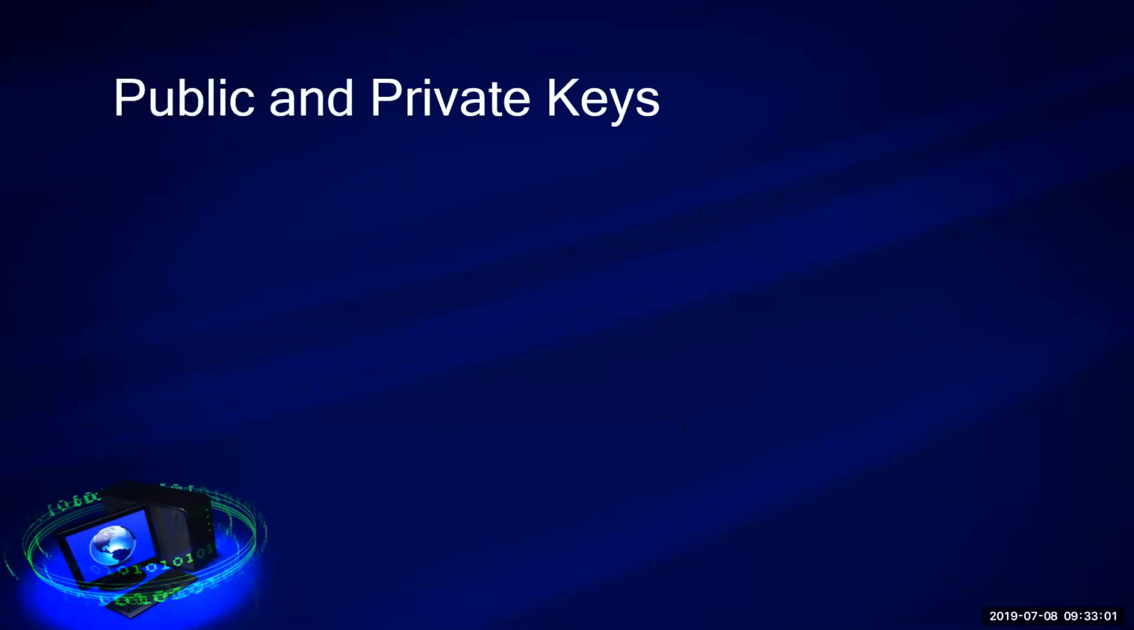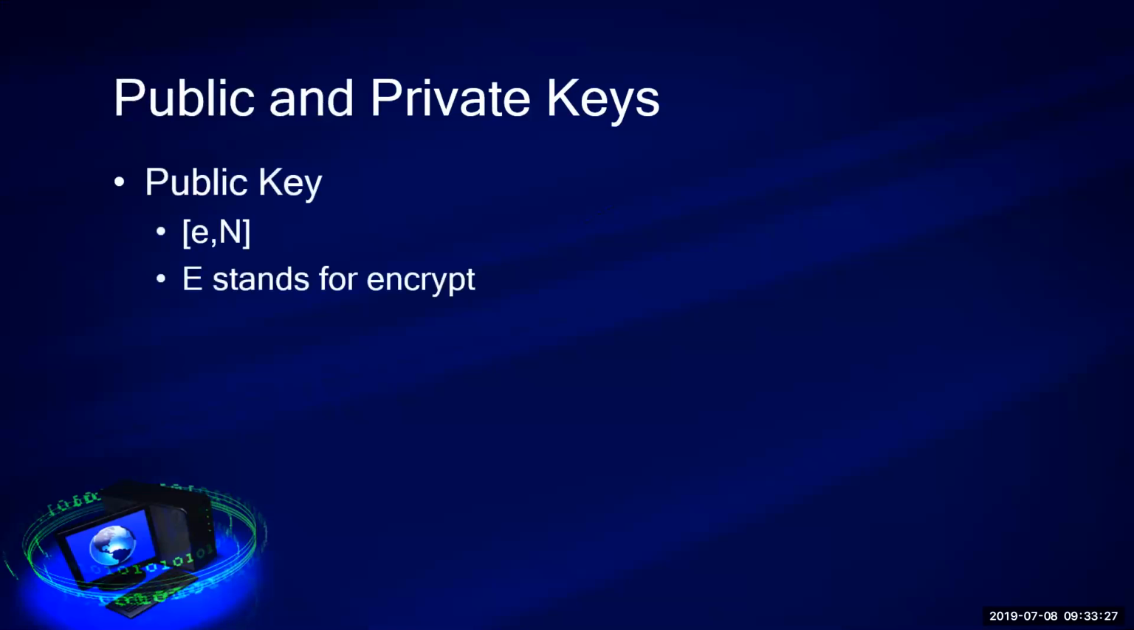So what Alice does is she has a public and private key calculated out, generated, which is what we're going to do. And she gives him the public key so that he can encrypt the data. So the public key is E, comma, N. So E stands for encrypt, which is your coprime, the GCD coprime, comma, phi n, and that's used to encrypt the data.